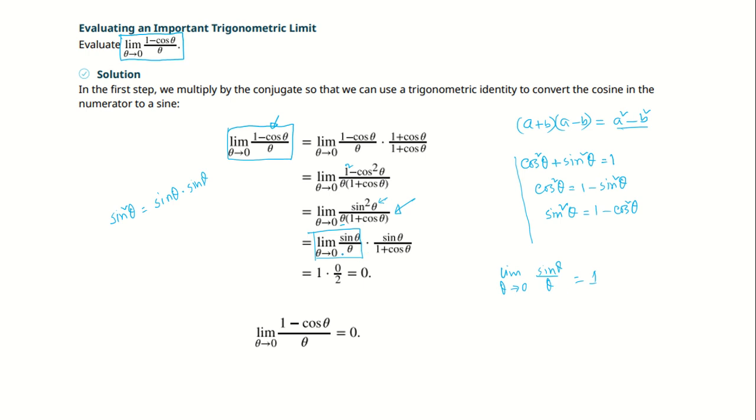Now, the limit as theta tends to 0. If we substitute theta by 0, then we have sin 0. What is the value of sin 0? Sin 0 is 0, cos 0 is 1. So we have 0 by 1 plus 1. That is 1 times 0, that means 0. So the value of this limit is 0.